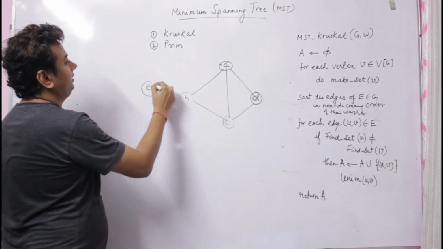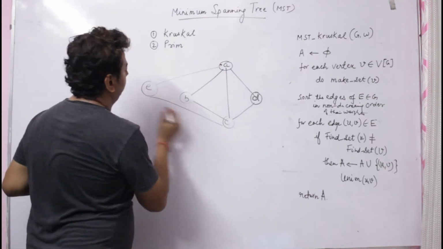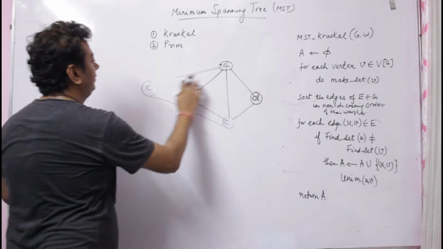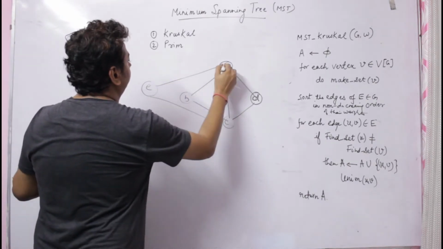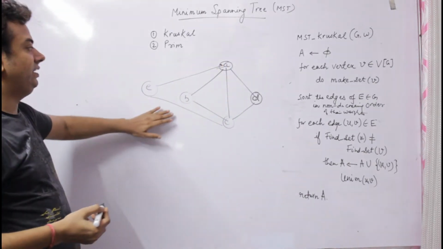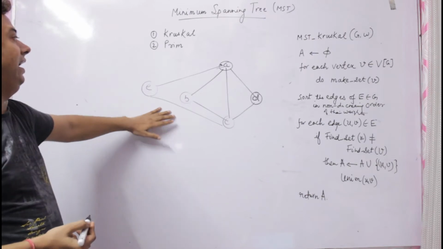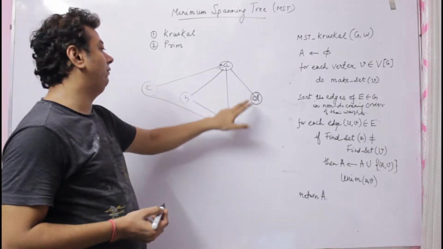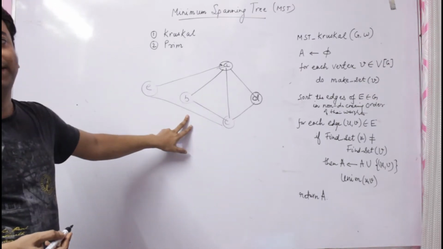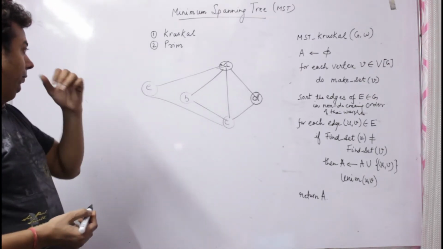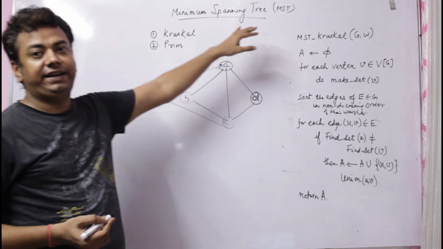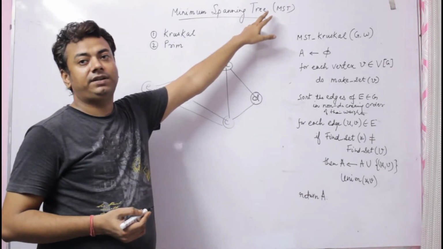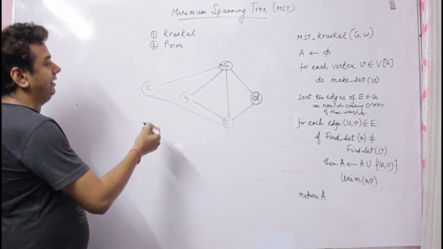Suppose we have another node and edges, okay. So in this graph, if you notice, we have 5 nodes and we have 1, 2, 3, 4, 5, 6, 7. Total 7 edges are there. So when we say spanning tree, the word tree comes. So what do we mean by tree?